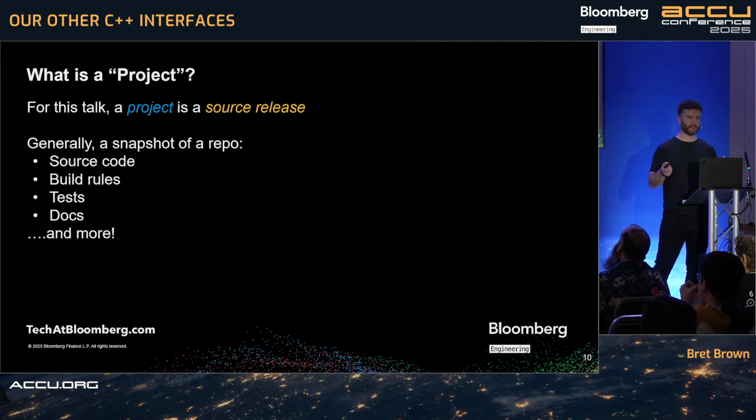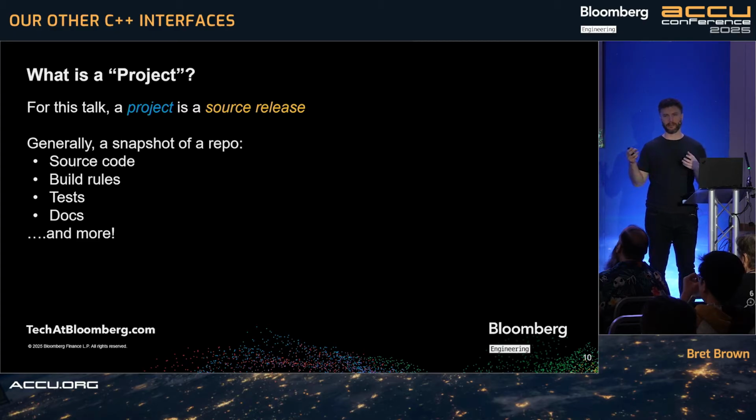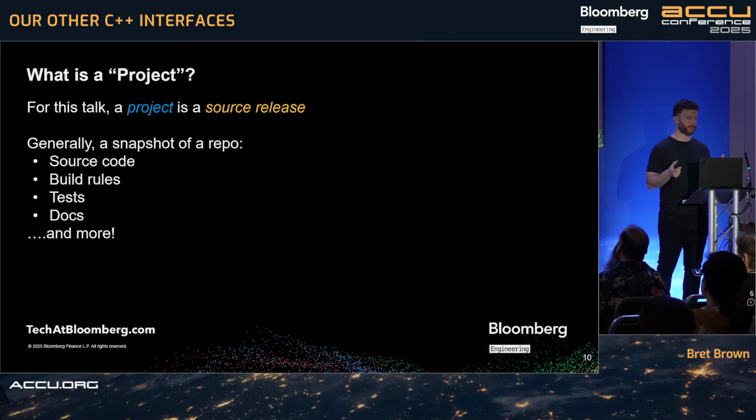So we have to do some definitions just so we all know what we're talking about. Especially in this space, there's a lot of vague definitions for things. Just for this talk, when I say project, let's just talk about a source release. So let's say a particular Git commit, or maybe a zip file or a tarball of that particular Git commit. Right? And what's inside there?